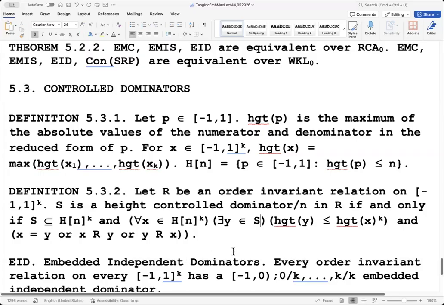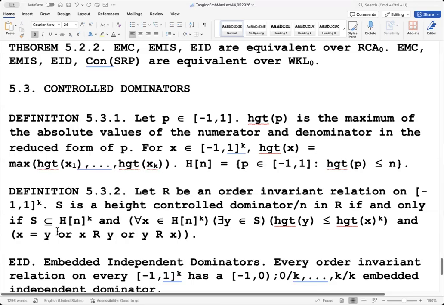All right, let's go over this once more. S is a height-controlled dominator sub n in R if and only if S is contained in H of n to the k. So S just has all these low things. Actually, that's not right. Okay, there are some issues here.